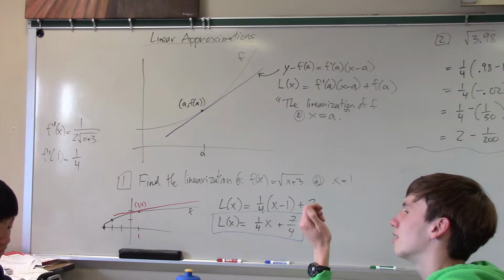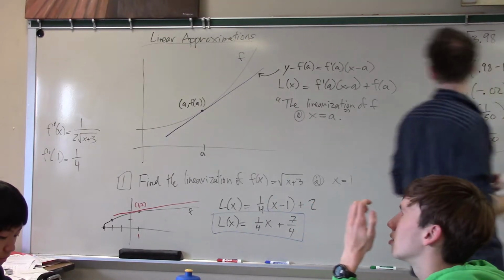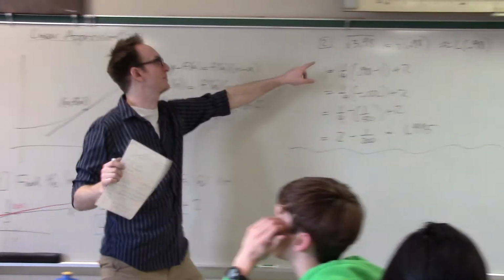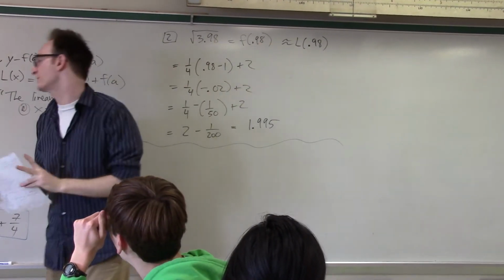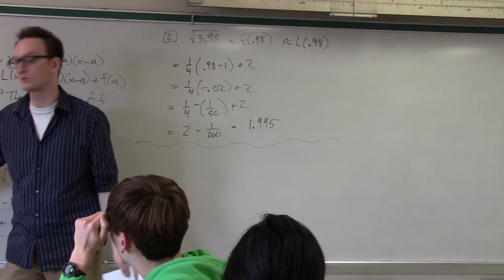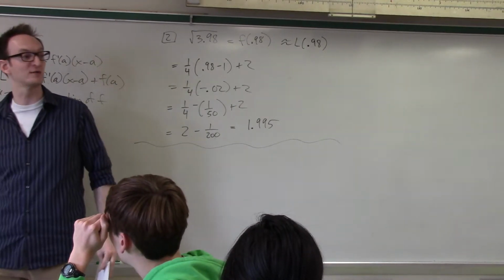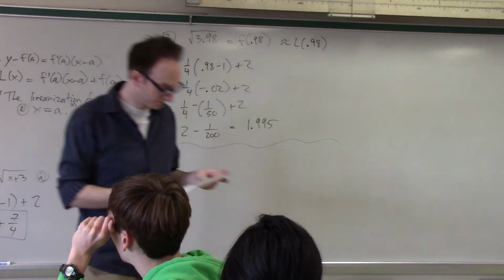Why is it so close? It's so close because, first of all, I picked a point which is really, really close to the place where I anchored my approximation. And second of all, I picked a function whose derivative is very, very small, so it's not escaping away from the function very quickly. Okay, but there it is.